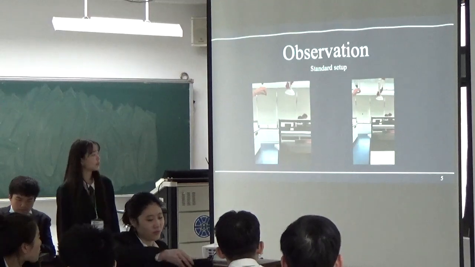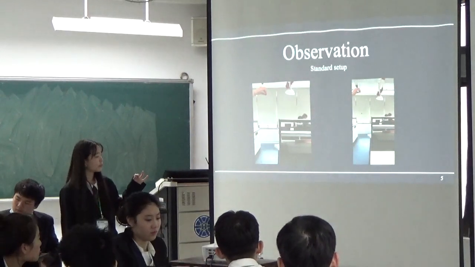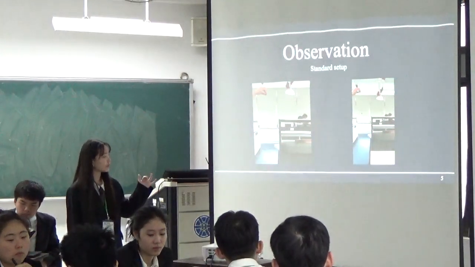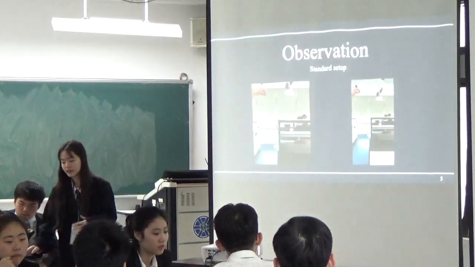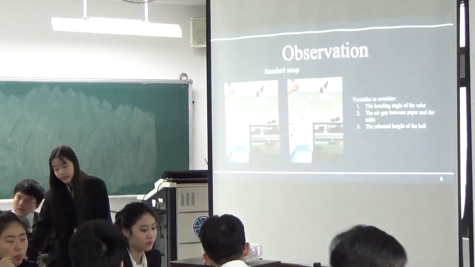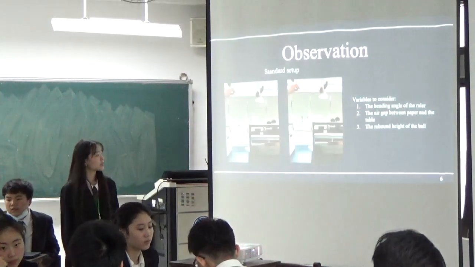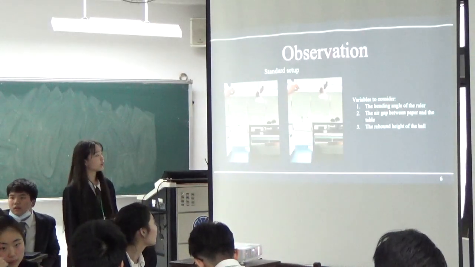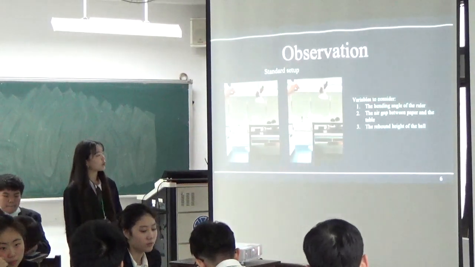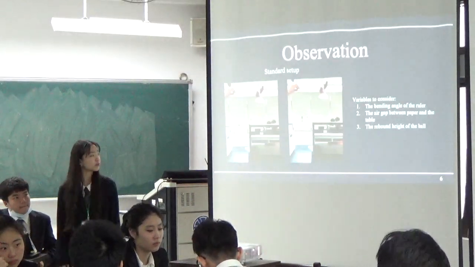You can see that when we put the ball down, the ball will bounce off the ruler. And so here are a few variables to consider. First is the bending angle of the ruler, second, the air gap between the paper and the table, and third, the rebound height of the ball.